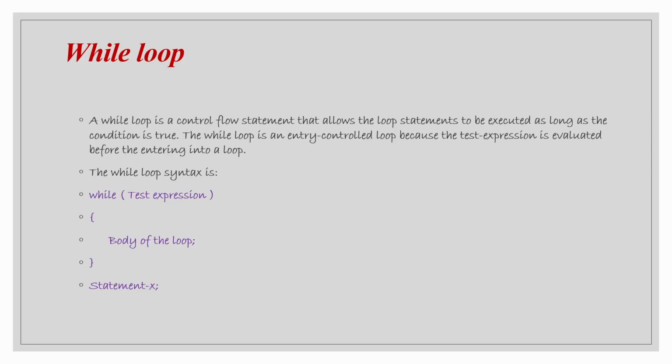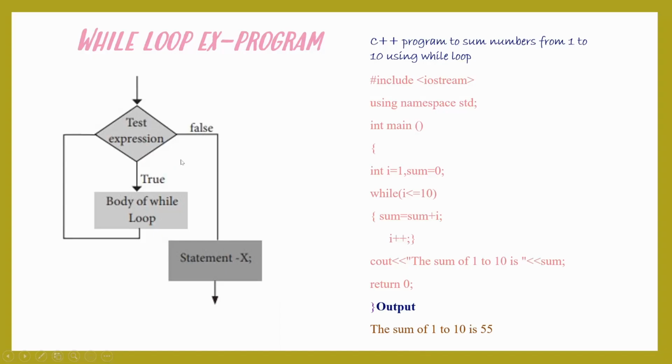But here, first the test expression will be evaluated before entering the loop. So there is no initialization. That means first the test expression will be executed, right? So the syntax is while (test expression) body of the loop. See? Test expression: if it's true, body of the loop. If it's false, next statement.